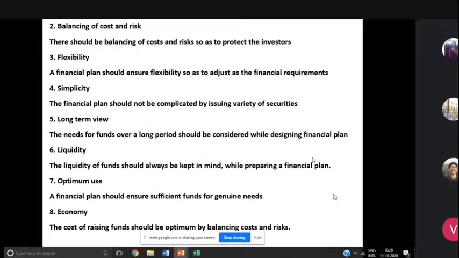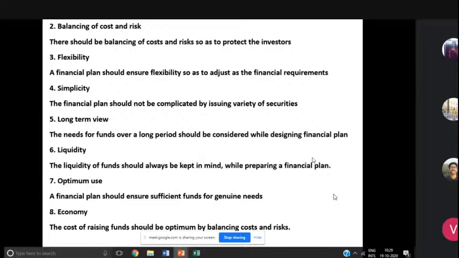Next is what? Flexibility. A financial plan should ensure flexibility so as to adjust to the financial requirements. A financial plan, you have studied about two instruments under flexibility. Factors that determine capital structure, flexibility. You will include what? CD. Can someone tell me what CD stands for? Convertible debentures. And redeemable preference shares, RPS. Convertible debentures and redeemable preference shares. Okay. Flexibility is already there.